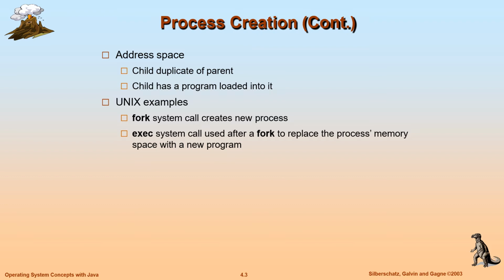Now let us see, using the Unix operating system, the fork system call is used to create a new process. A child process can be created using the fork system call. The exec system call is used after a fork to replace the process memory space with a new program. These two are the system calls we use. Let us see this with an example.